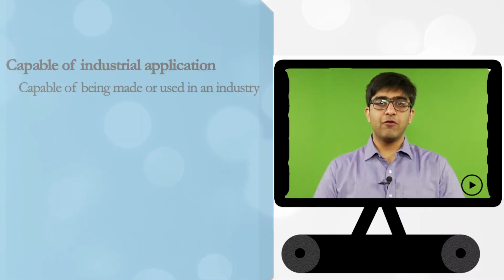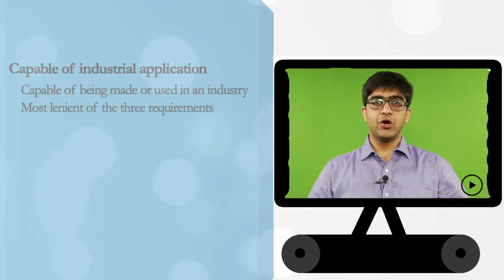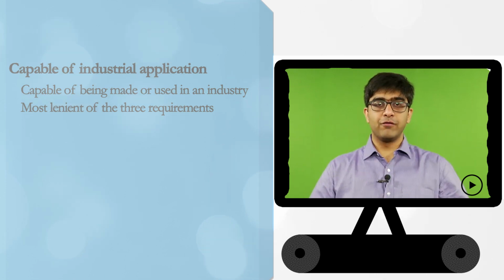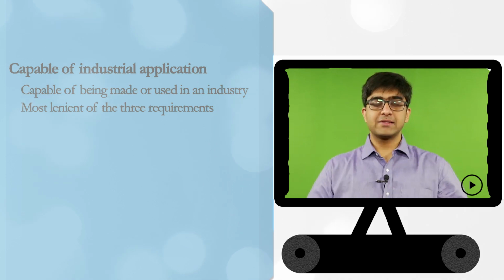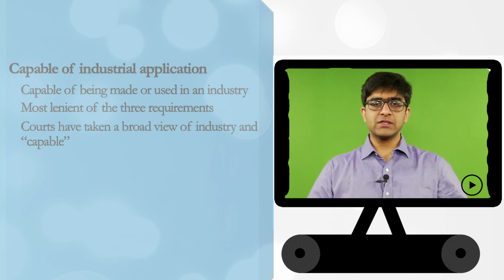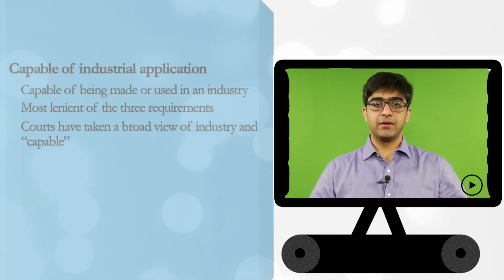A patented invention must be capable of being made or used in an industry. Courts across the world believe that this is the most lenient of the three requirements of an invention. That is, the threshold for novelty and inventive step are much more difficult to clear as compared to the threshold of utility. The courts have usually taken a very broad view of the terms industry and also the term capable.